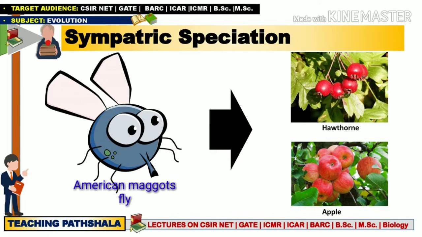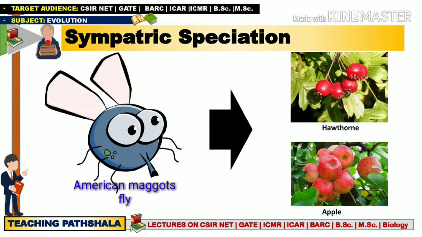The place where they used to live has also changed. So the maggot flies which are living on apple are not going to interbreed with those maggot flies which are living on hawthorns. In this way, the original population has separated into two populations, but they are still living in the same geographic range. Only their food habit changed, and due to that there is a formation of a new kind of species, and this is a very good example of sympatric speciation.